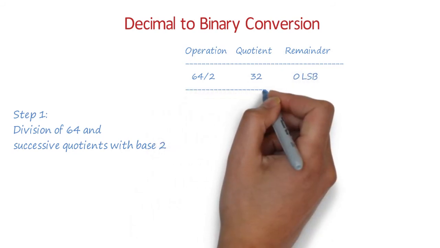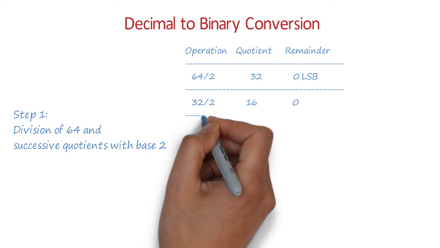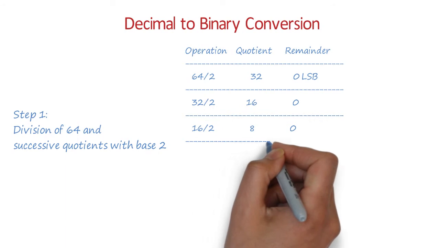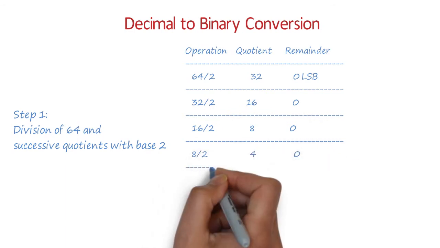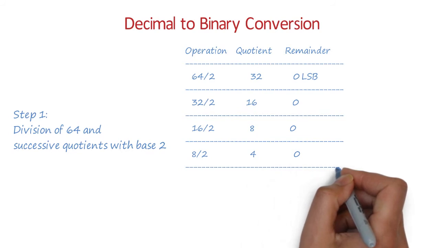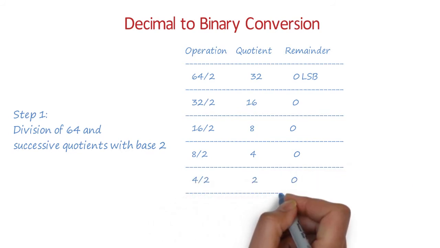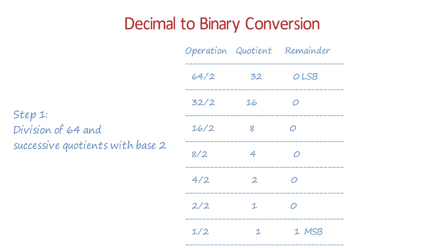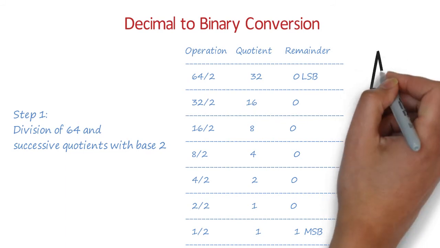32 by 2, quotient will be 16, remainder is 0. I will take this quotient again for the next operation. 16 by 2, quotient is 8, remainder is 0. 8 by 2, quotient is 4 and remainder is 0. Again 4 will be taken for the next step. 4 by 2, quotient is 2, remainder is 0. 2 by 2, quotient is 1, remainder is 0, and further this 1 by 2, quotient will be 0 and remainder will be 1. Now I will be reading in the opposite way.